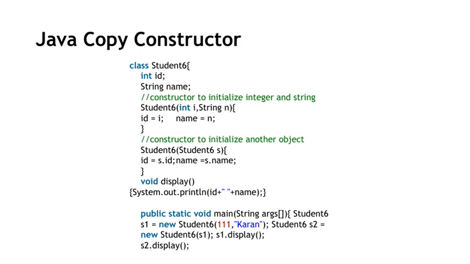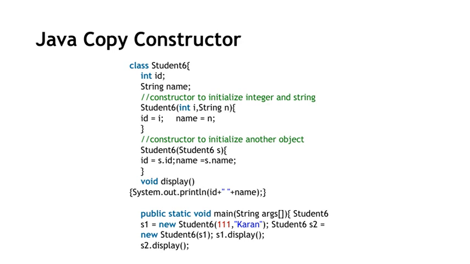The second constructor is the copy constructor, and it's used to create a new object by copying an existing one. Here, it takes another Student6 object as a parameter and copies its id and name into the new object. This is particularly useful when you want to duplicate objects without sharing references.